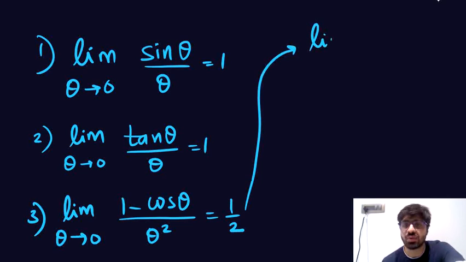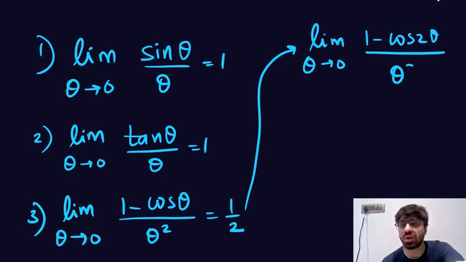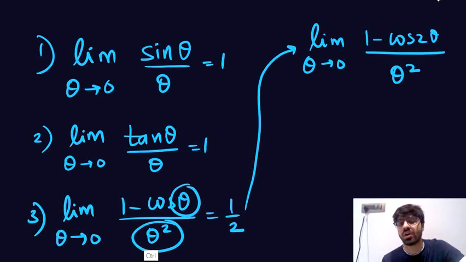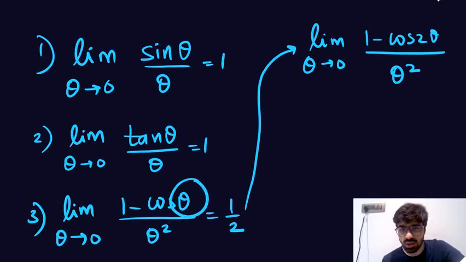Say for example, I give you limit of theta tends to 0, (1 minus cos 2 theta) divided by theta square. Now what will you do? You need to understand that theta tends to 0, that's fine. It is theta upon theta square. Whatever you have inside the cos, the square of it appears in the denominator.